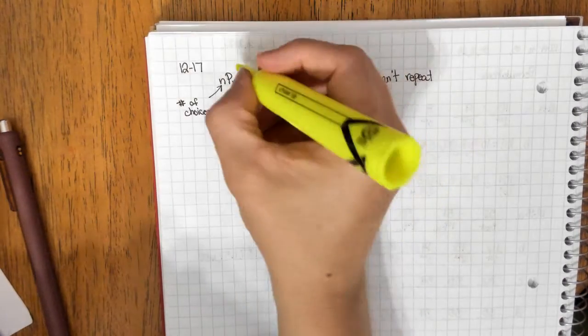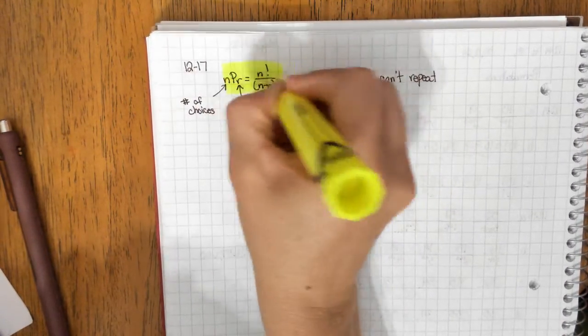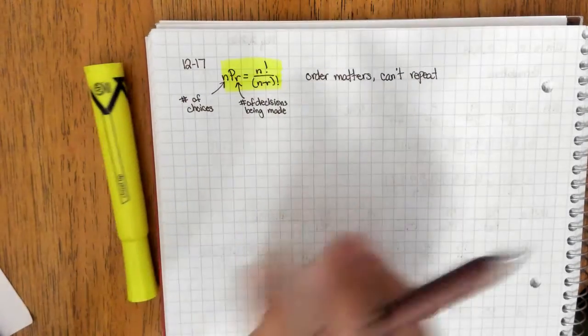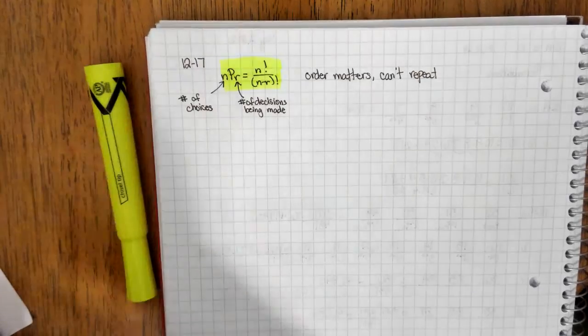So write this down, get it in your notes. This will be on your final quiz. The difference between a permutation and what we'll go over next week is a combination.